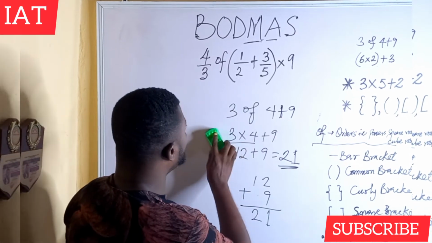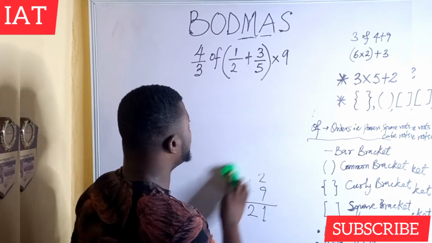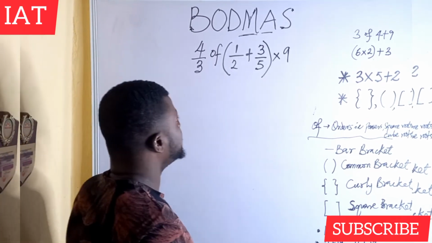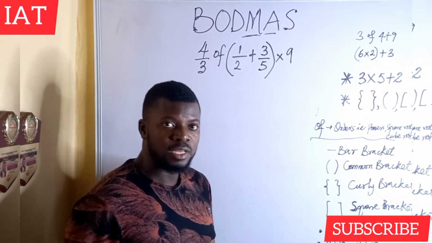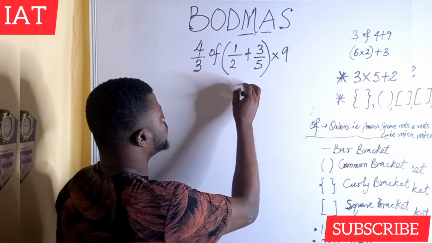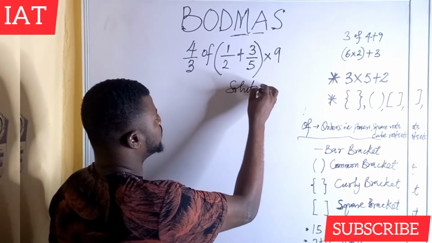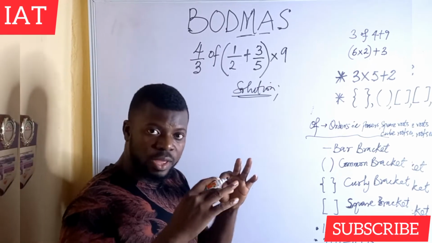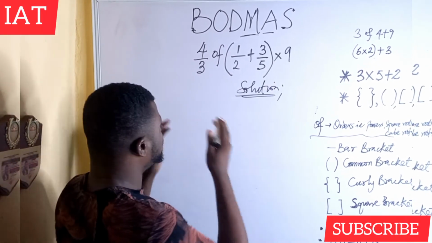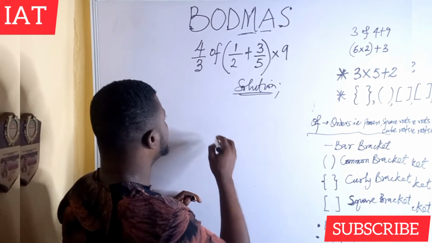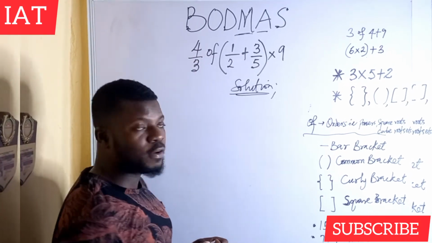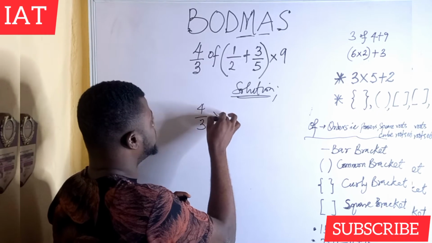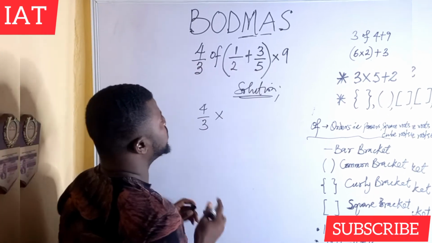We're having 4 divided by 3 of half plus 3 over 5 in brackets multiplied by 9. How can we solve this problem? The solution to this problem is simple. Like I said earlier, you have to work on what we have in the bracket. After that, use it against the one outside. But before then, we can change this "of" to multiplication. So we're having 4 over 3 multiplied by, how do we work on this?